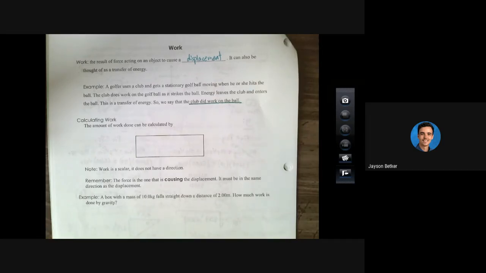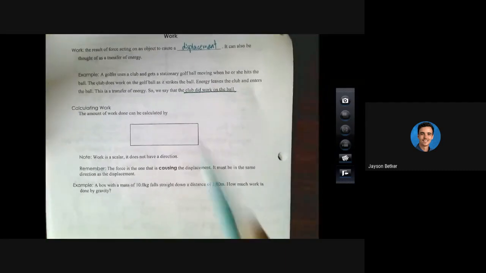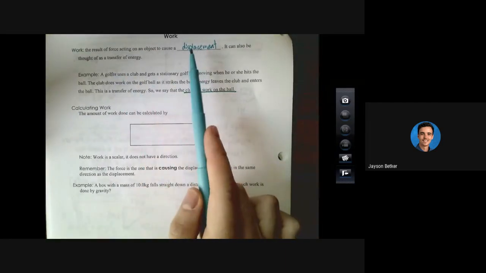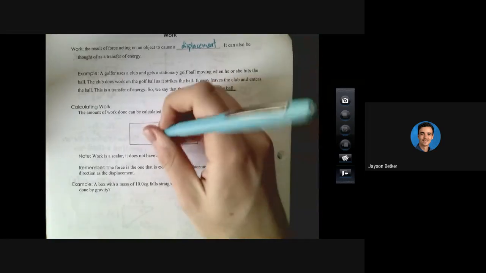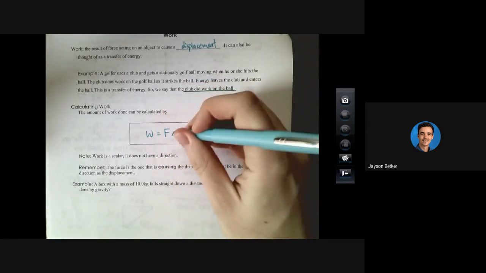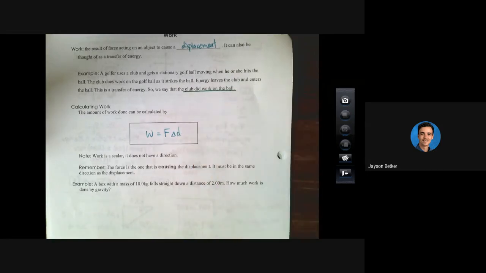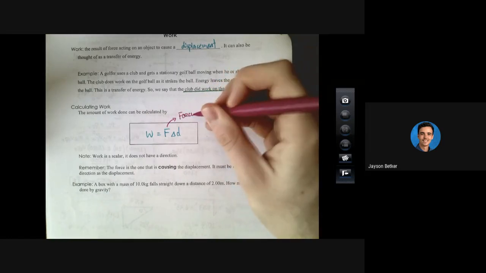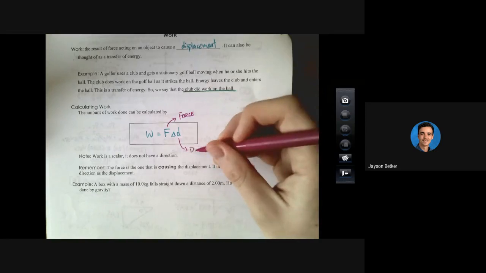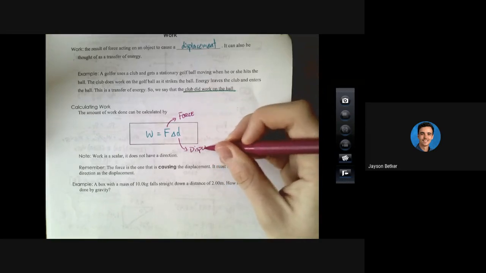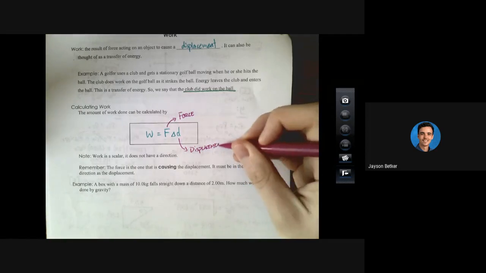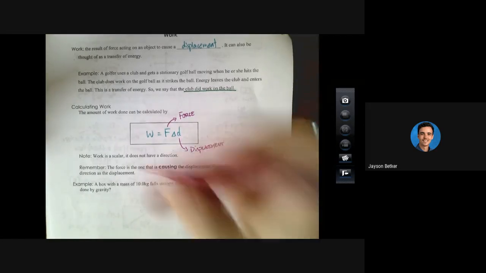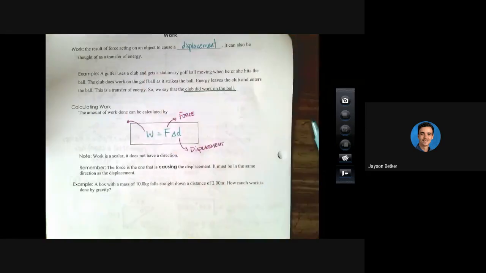How do we calculate work? Well, based on our definition we have up here, the force acting on an object to cause a displacement, work is simply the force causing the displacement, the force multiplied by the displacement. So let's write out what everything is. That is the force. This is the displacement. And right here is the work.